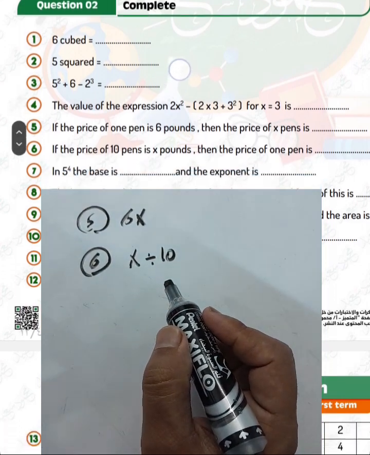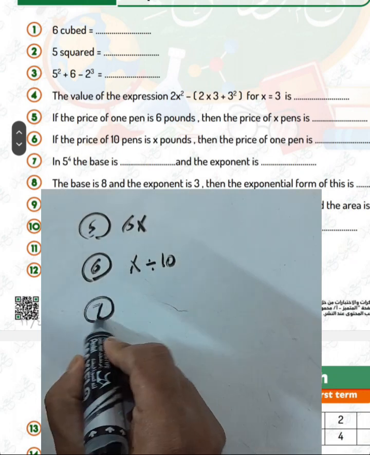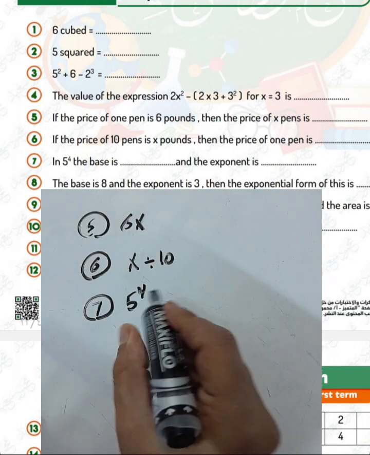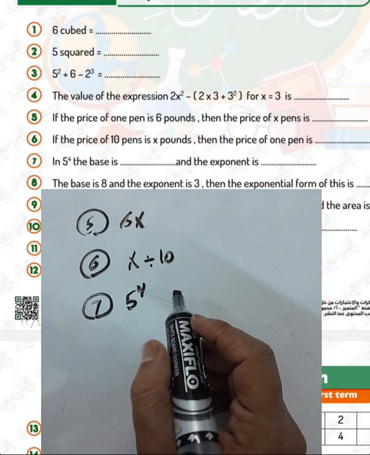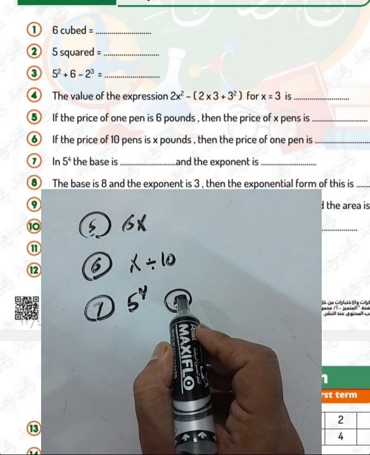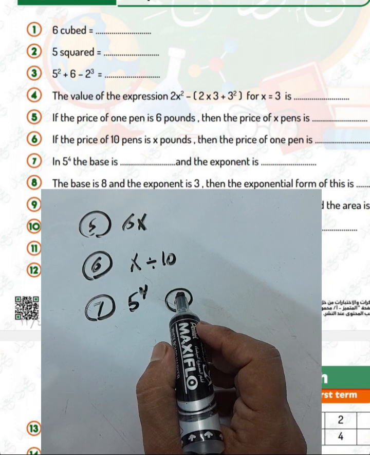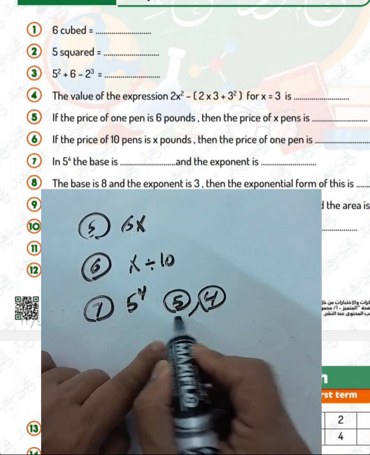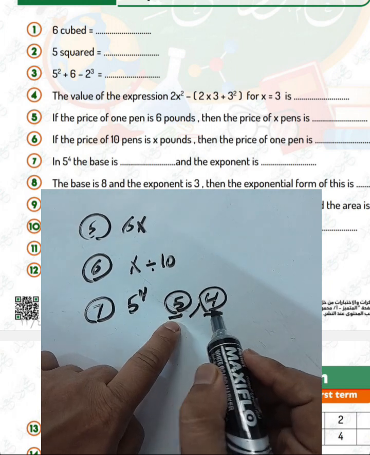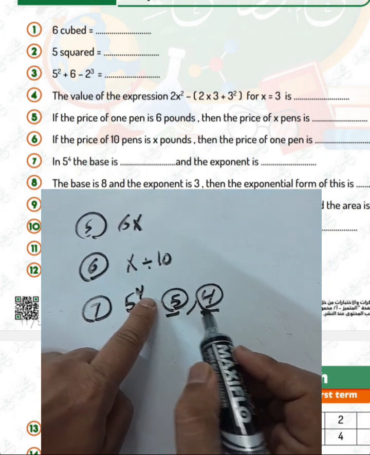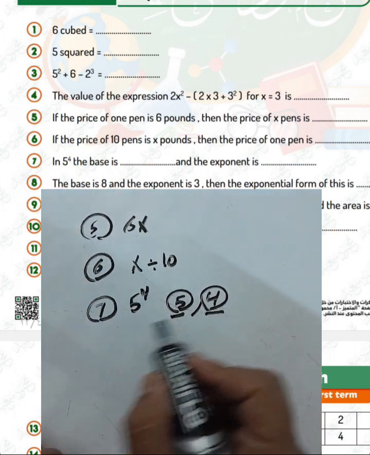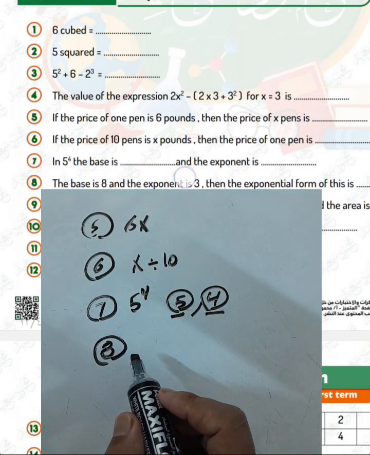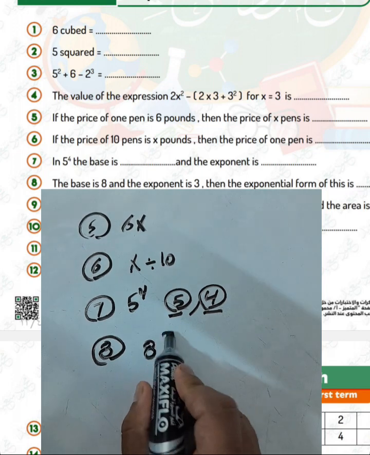Question 7. We have 5 power 4. The base here equals 5 and the exponent is 4. Write 5 and 4 in the space. 5 is the base and 4 we call the exponent. Question 8. The base is 8 and the exponent is 3. The result will be 8 power 3.